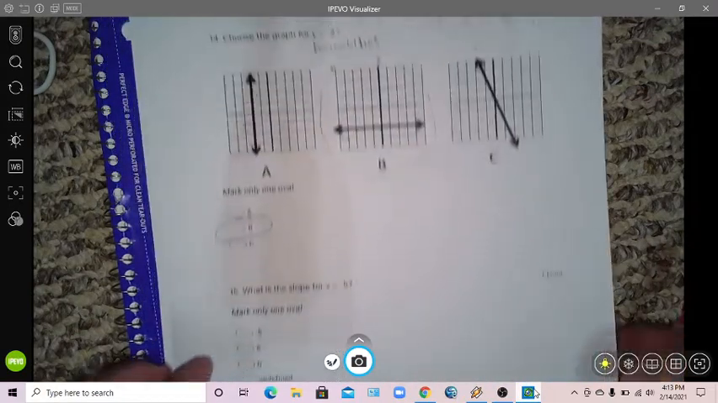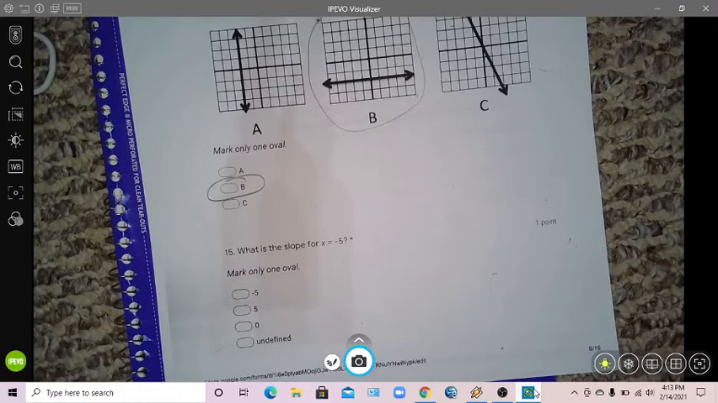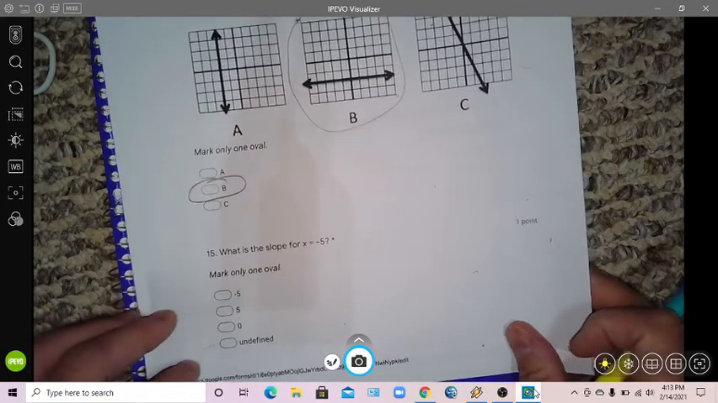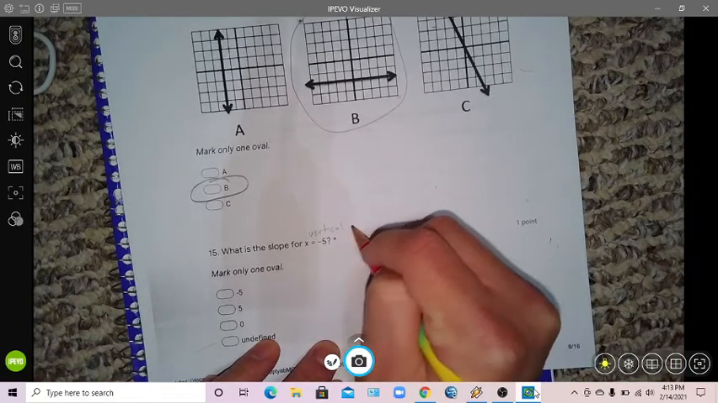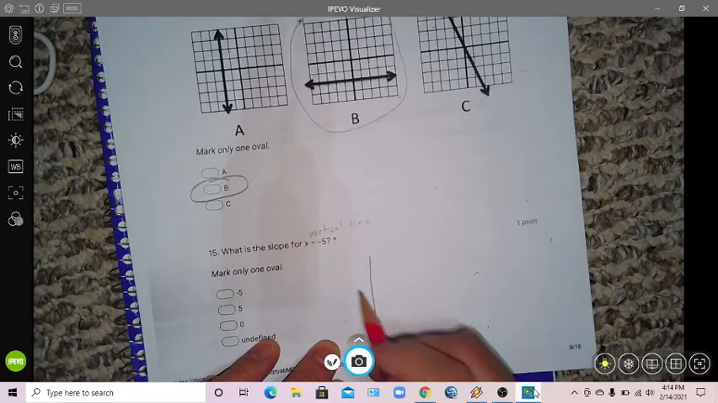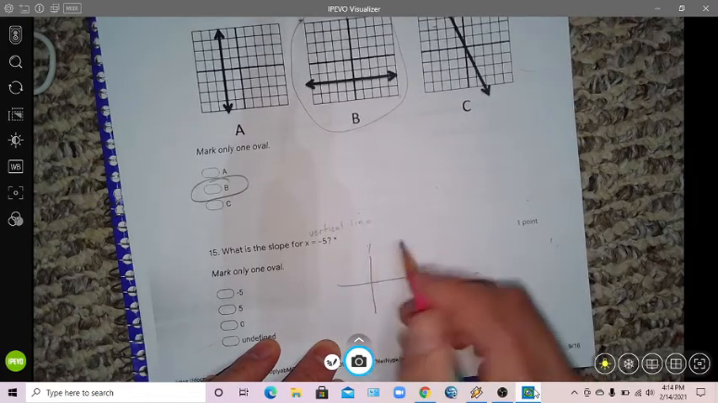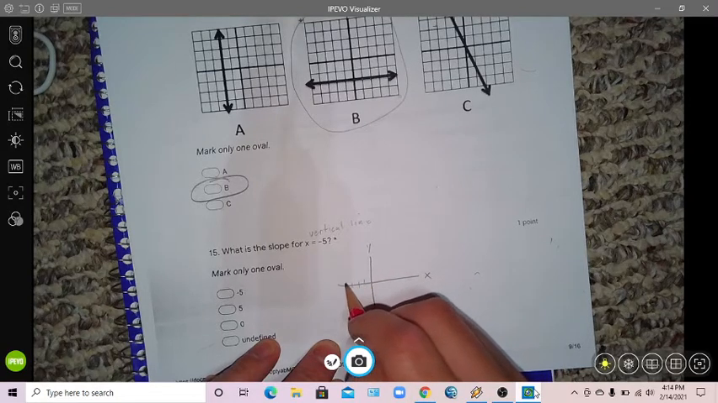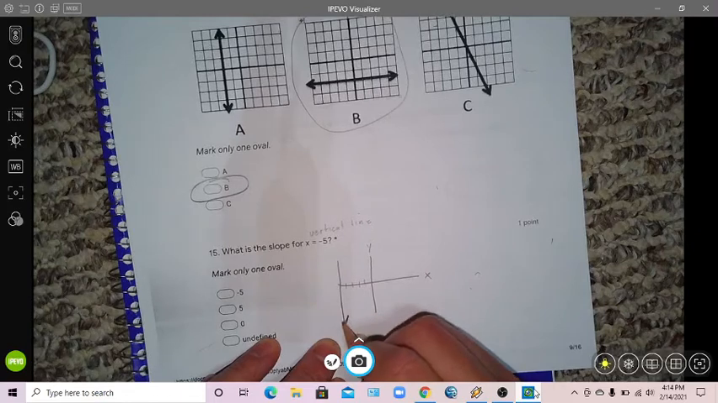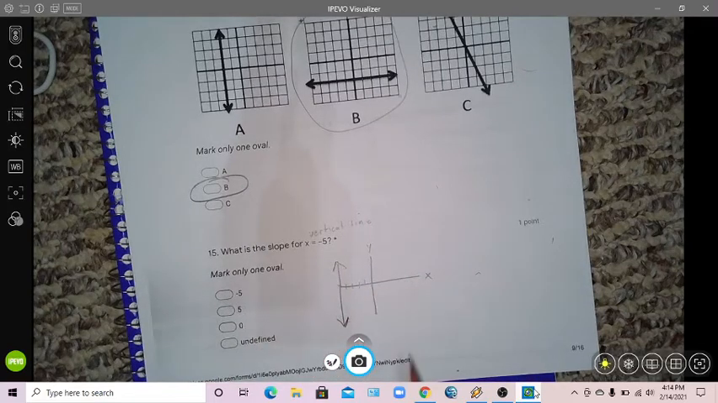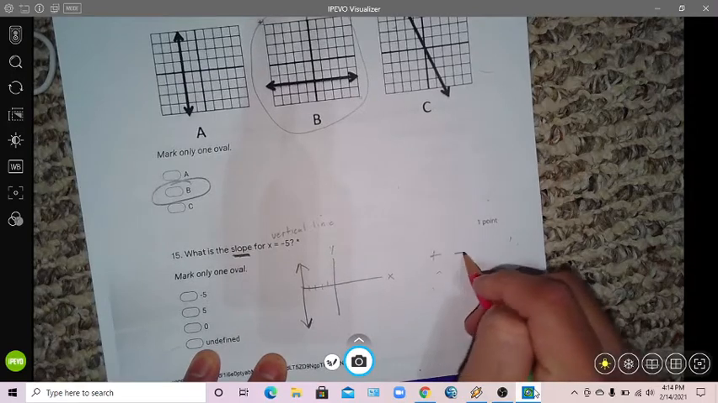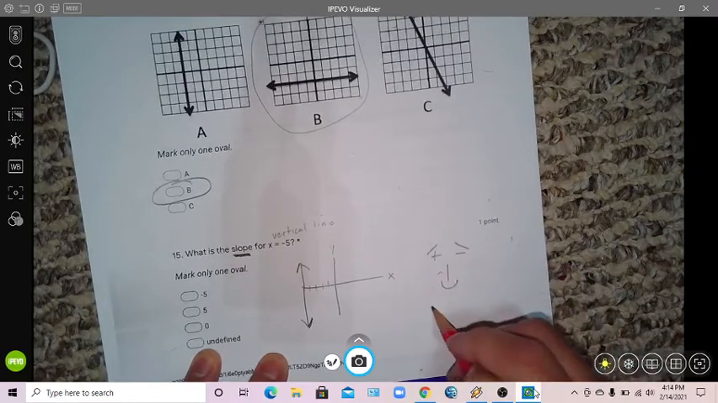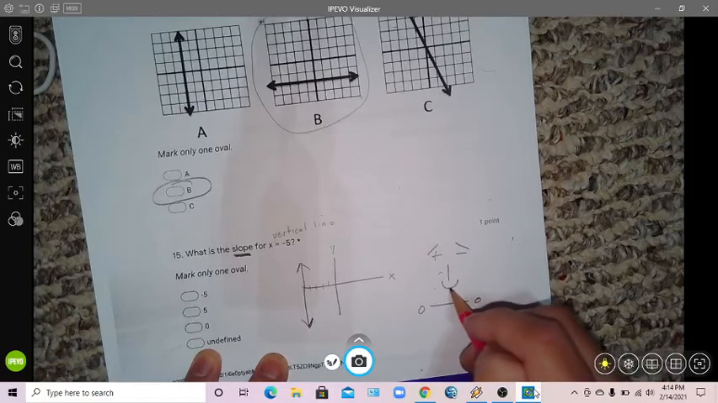Alright, number 15, what is the slope for x equals -5? Well, x equals -5, so this is a vertical line. x equals is a vertical line. If you missed this, let's go ahead and draw this out. 1, 2, 3, 4, 5. There's your vertical line. It touches the x-axis at -5. What's the slope? I also want you to draw slope guy. For a vertical line, the slope is undefined.